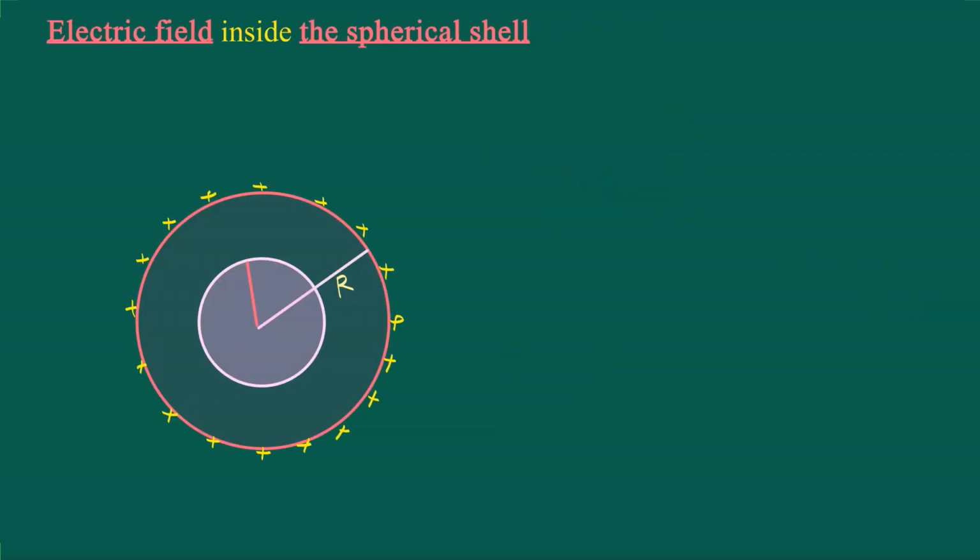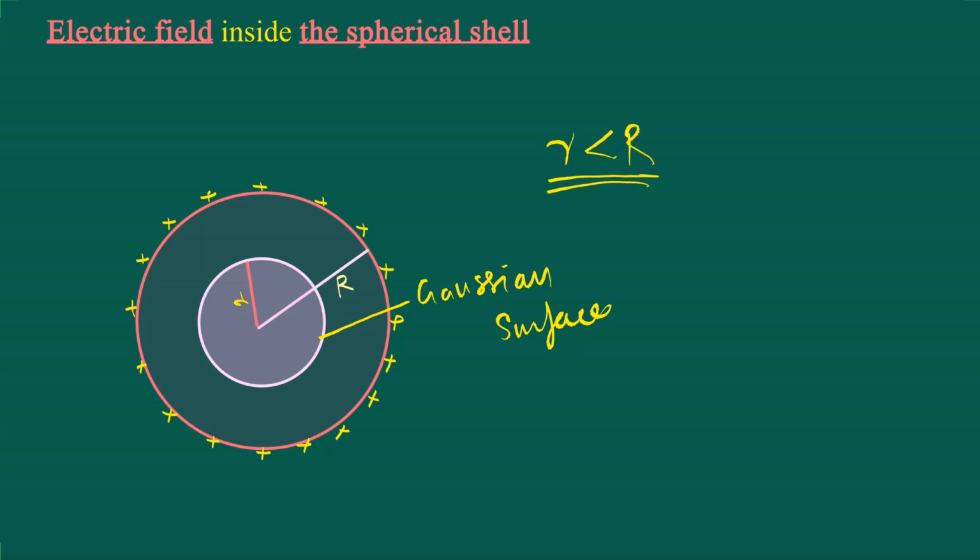Now comes the third point, to find the electric field inside the spherical shell. So now this is the Gaussian surface. Now we have to consider the Gaussian surface inside the spherical shell. And this distance we can take as r, and that r is less than capital R. That means inside the spherical shell.